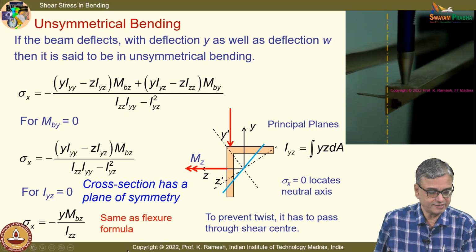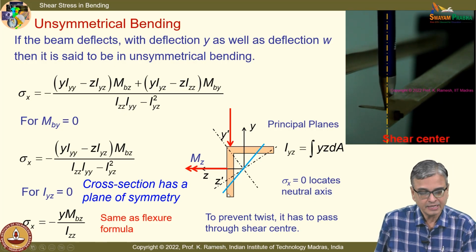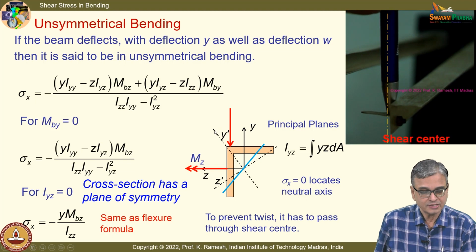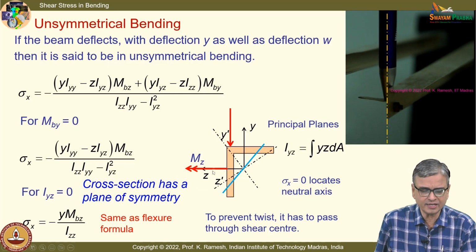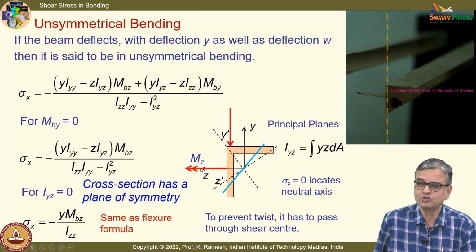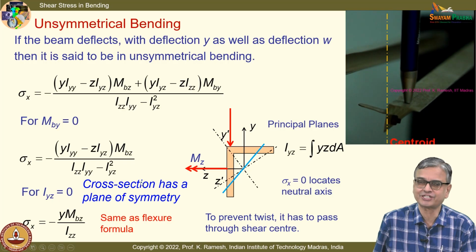So, this is what it says. You have this expression, the same as the flexure formula, and you also see the principal planes and the neutral axis. See, this depends on the values of the individual bending moments, and also the sign. So, it is only an illustration.